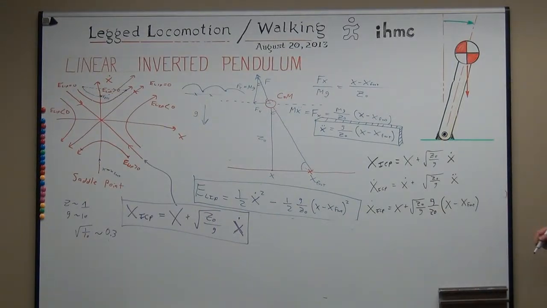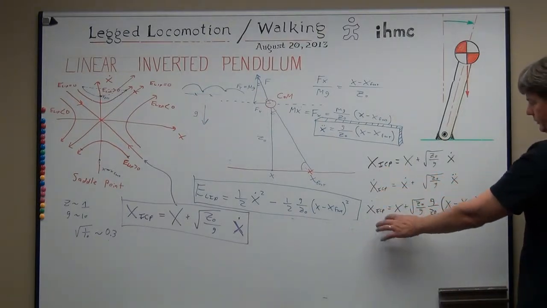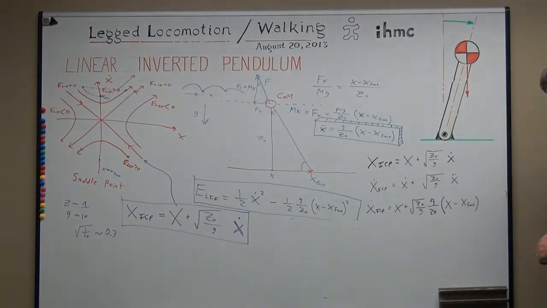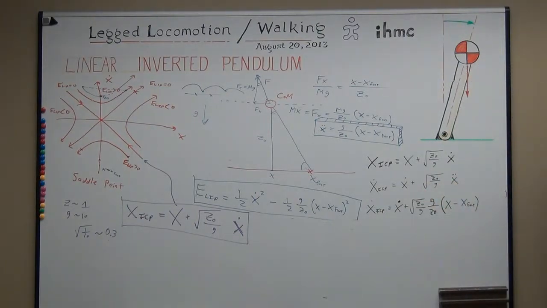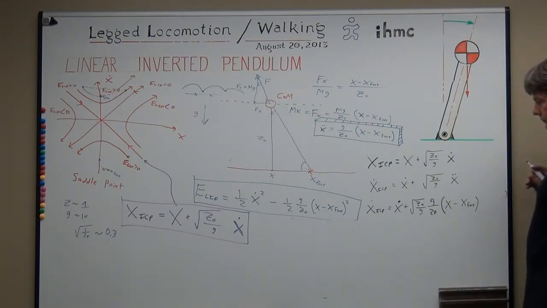Okay. Now you can see what I'm getting at here, in that by taking the derivative, what's going to show up is x ICP again. So to get to that, what we need to do, sorry, this is an x dot. So it's the square root of z naught over g times g over z naught.